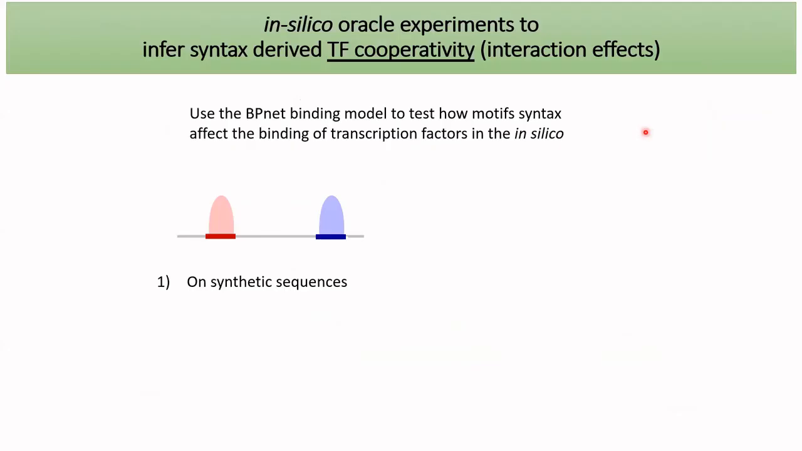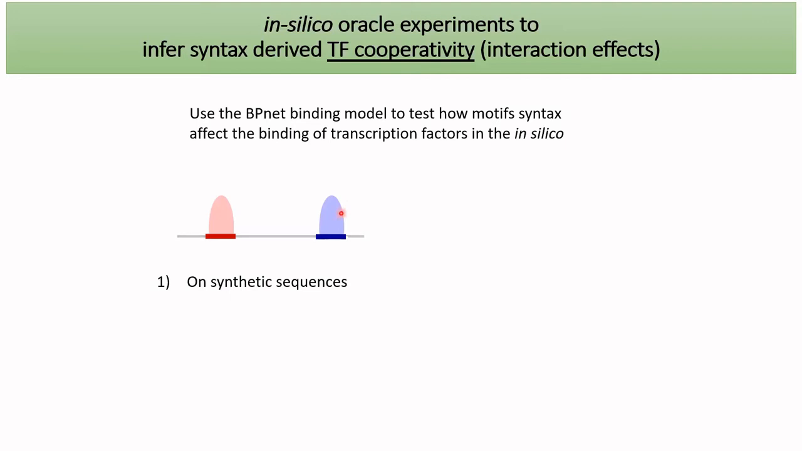Okay, so that's spacing constraints. Now let's address the last part, which is cooperativity. By cooperativity, what we mean is the influence of one motif, or binding of one transcription factor, on the binding of another transcription factor, okay? And so we developed two methods to address this question using basically the model as an in-silico oracle.